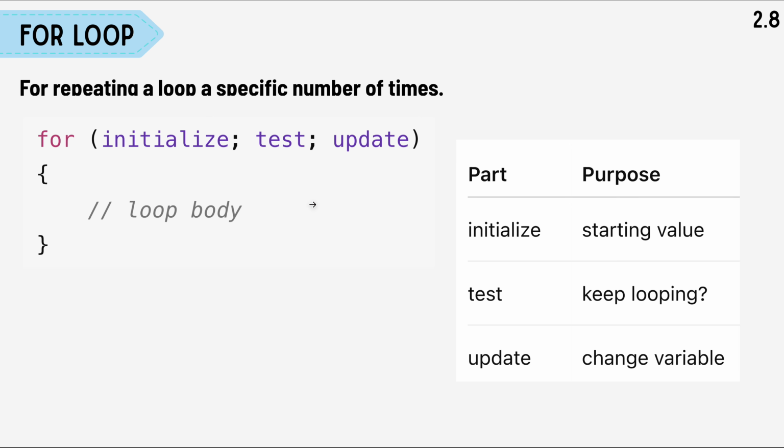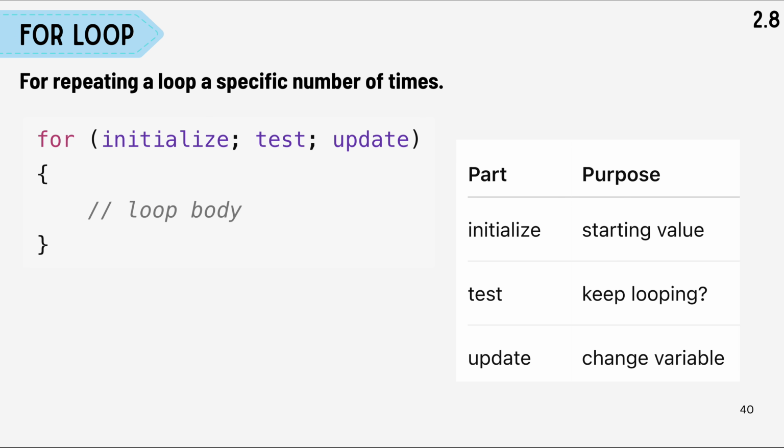Next is a for loop. A for loop is a loop that keeps repeating for a specific number of times.